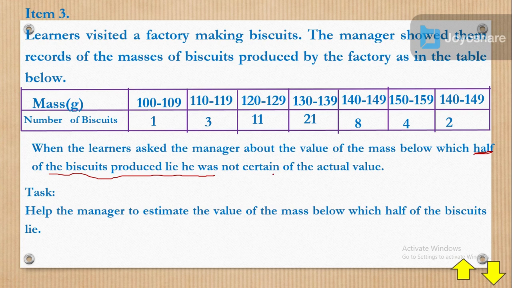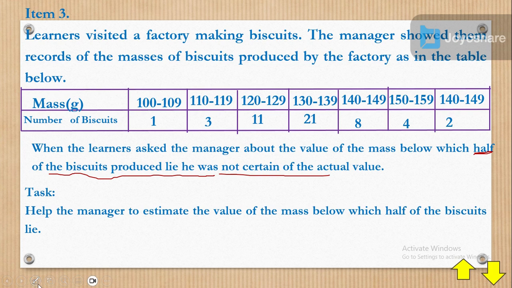He was not certain of the actual value of the mass below which half of the biscuits lie. In fact, he failed to give them, but in simple terms, what you must know is that when it comes to statistics, please bear in mind that some statements mean certain words in statistics.